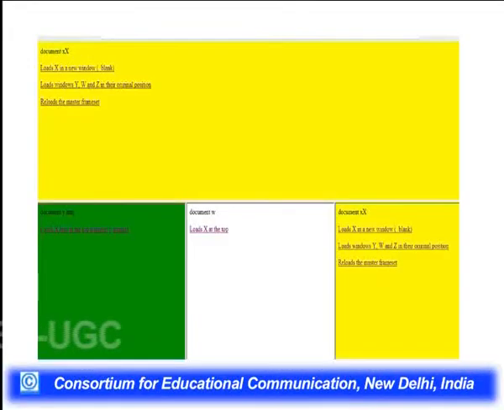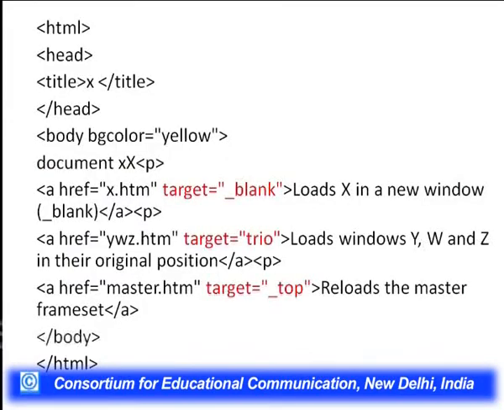Here you can see a file where we are using multiple frames. The link will load into a new window, or into the original position, or at the top, depending on the case. If I write target equals underscore blank, the file will be loaded into a new window. If I write target equals trio, that is the name of the frame, the file opens into the frame. If I write target equals underscore top, then it loads the file into the master frame set, above the frame set, and the display of the frame sets will be overwritten.